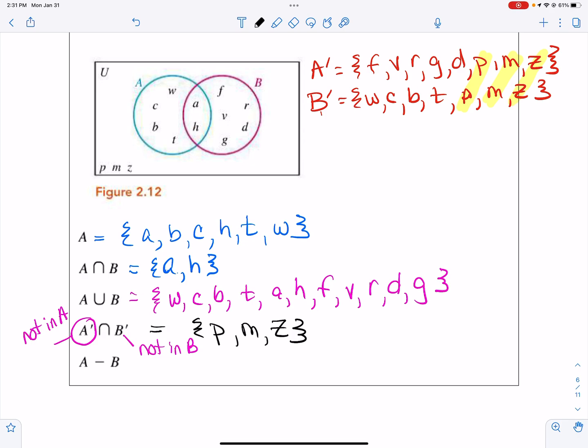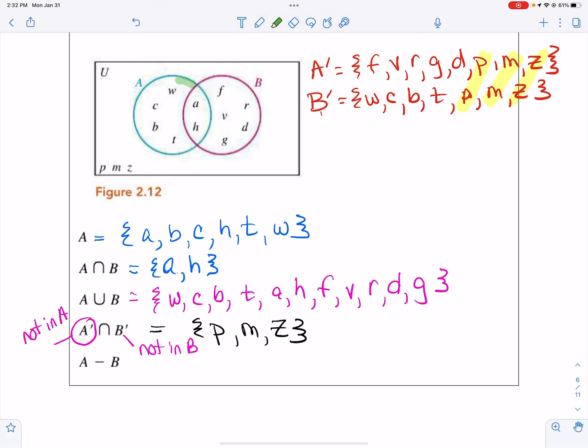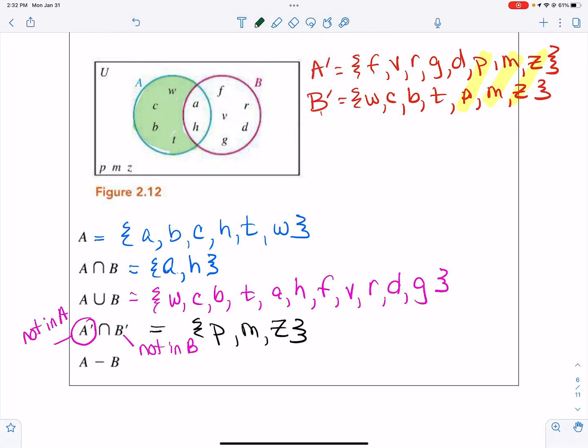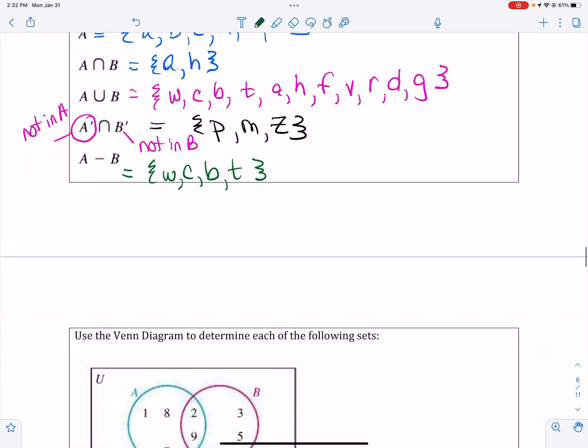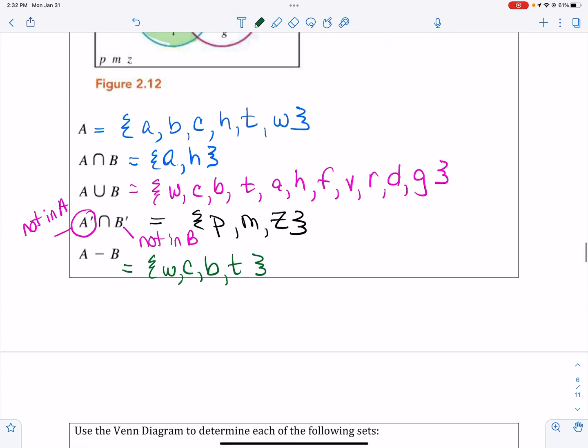And then last but not least is A take out B. So A take out B is going to be what's right here. And so that would be the set of W, C, B, T. Okay, so hopefully that should give you a start. And then I'm going to come back to these problems and do the remainder problems in a separate video.